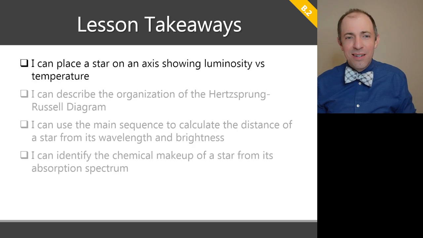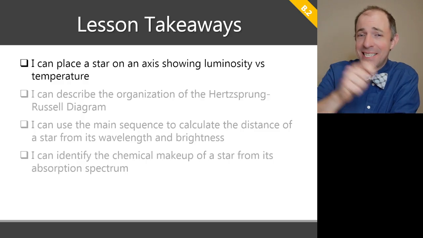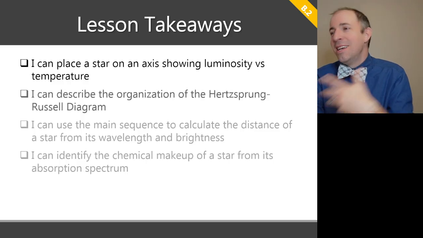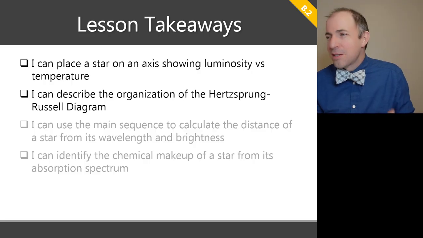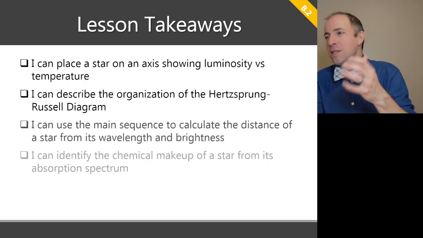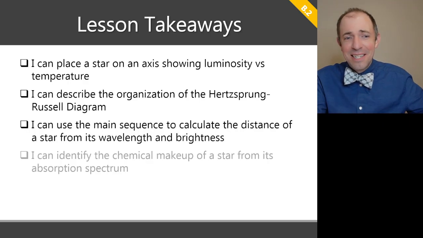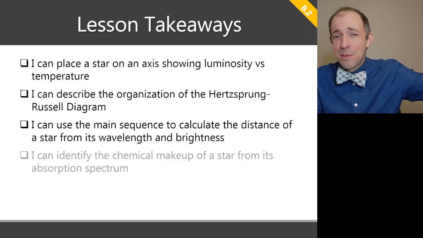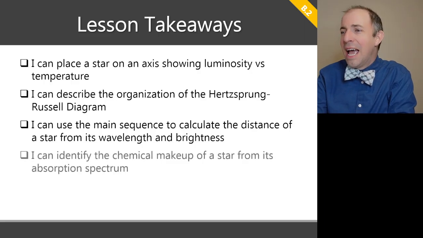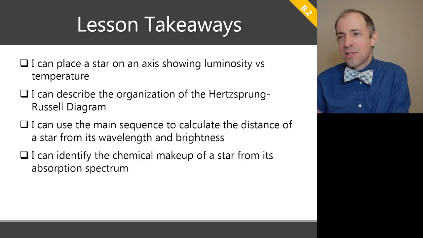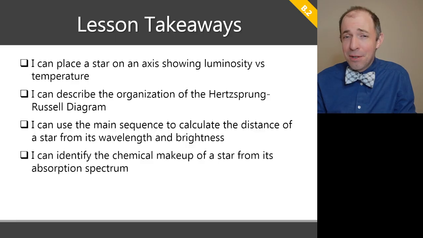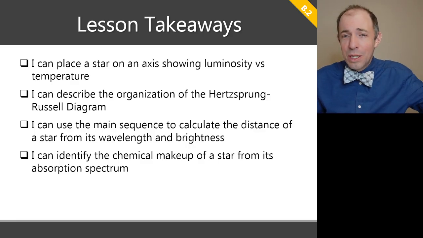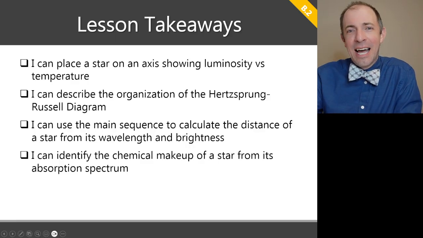So some takeaways here. You should be able to place a star on the axes showing luminosity and temperature to produce this HR, or Hertzsprung-Russell, diagram. You should also be able to describe certain parts of this using the main sequence, calculating distance, and brightness. We'll get to some of those calculations later on. And then identify the chemical makeup of a star in that absorption spectrum, knowing that the fingerprint of that star tells us which elements are present inside the star.